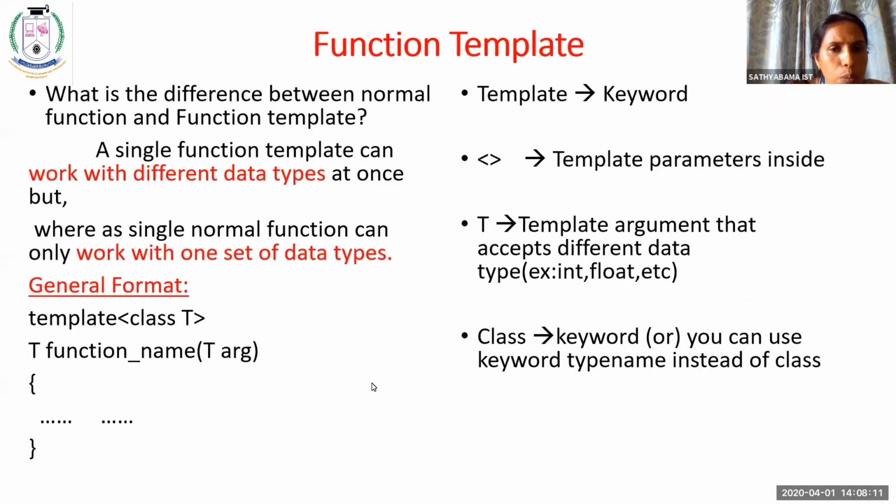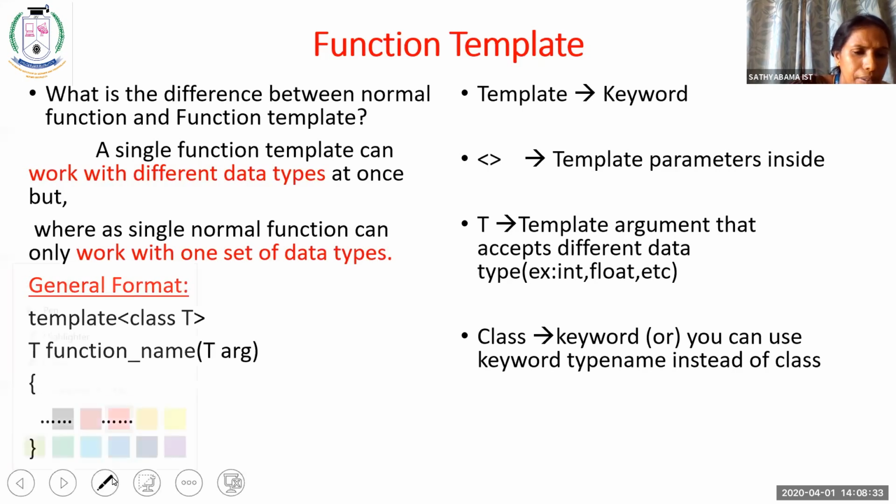Now we move on. We have two different kinds of template that we can use in C++. One is the function template and the other is the class template. The function template means your function implementation can be used for many different data types. If you are using the function template, you can use it for different kinds of data types. That is the use of the function template.